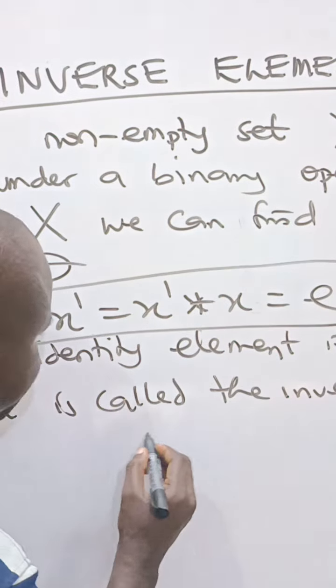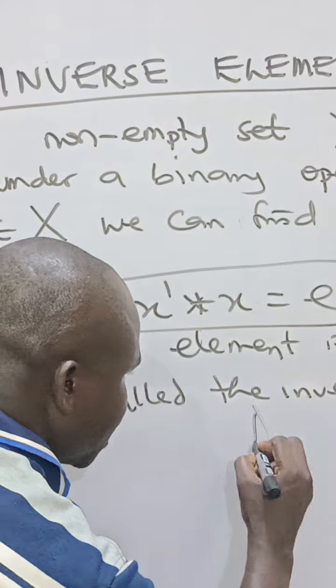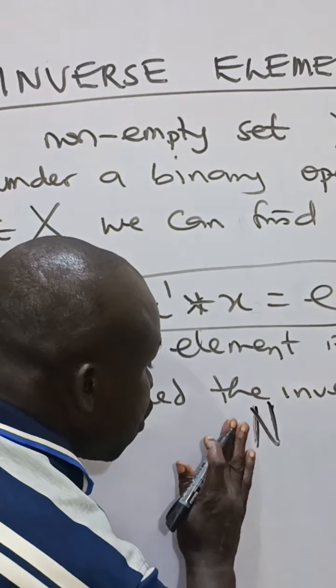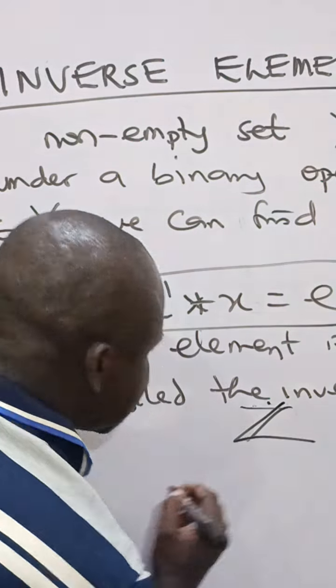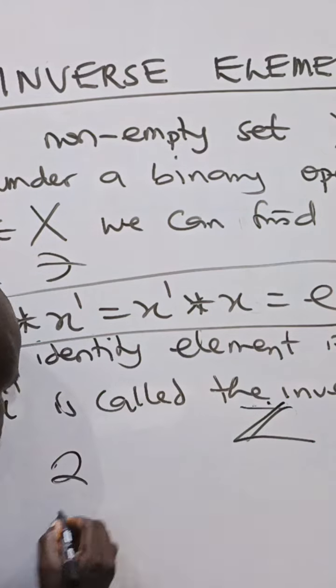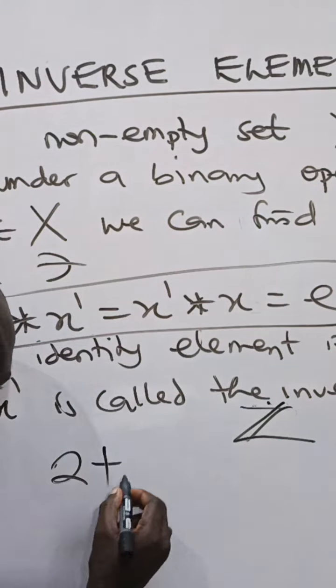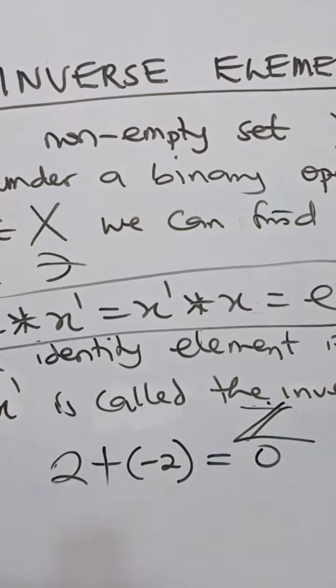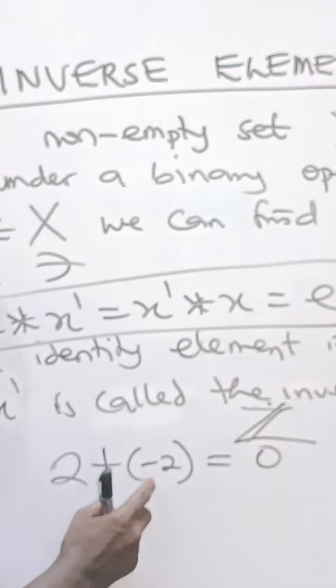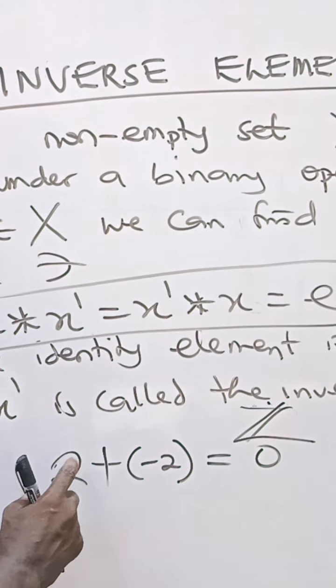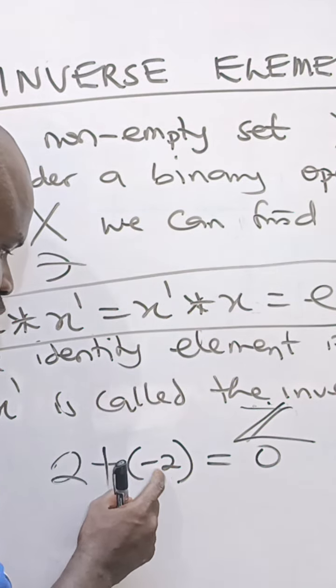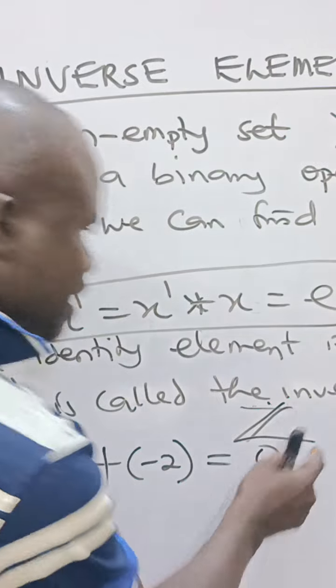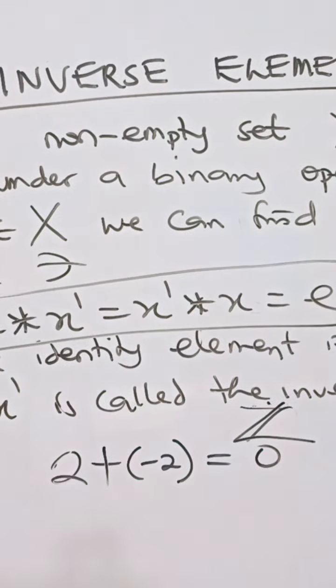For instance, on the set of integers, under addition, if we have 2 plus minus 2, what we are going to get is 0. So 2 is an element. The additive inverse of 2 is minus 2. If you use 2 plus minus 2, we are going to get 0. 0 is the identity element. So minus 2 represents the inverse element for 2. So that is a typical example.